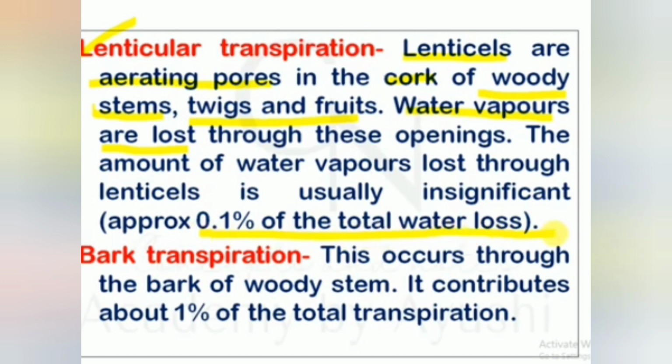Humid air contains a great deal of water vapors. It can accept very little water vapor from the plants, and so transpiration slows down. In dry air, the diffusion of water vapors from the leaf to the atmosphere will be rapid.